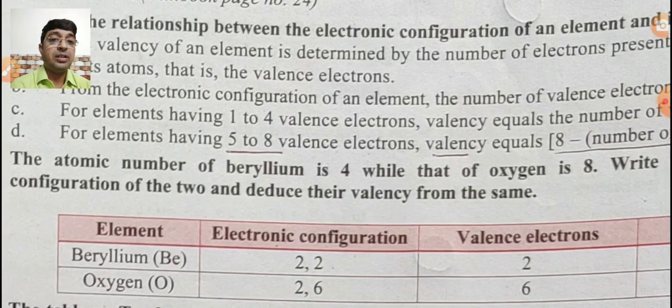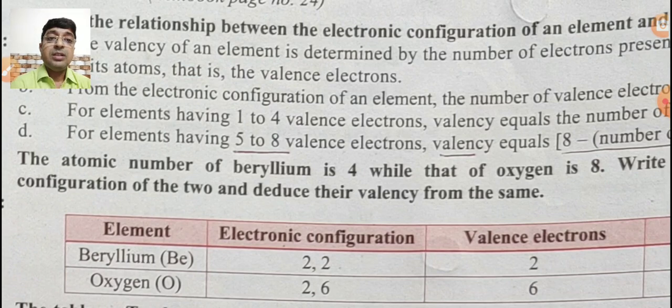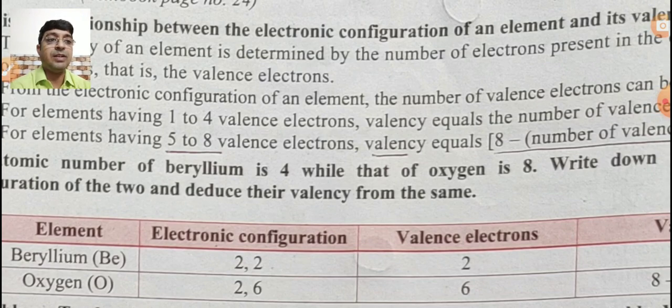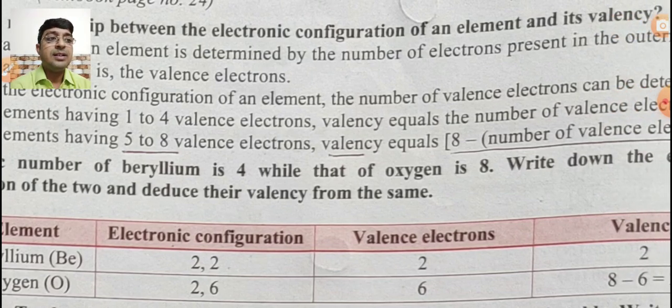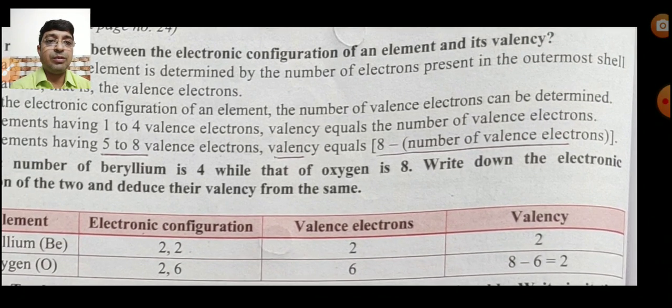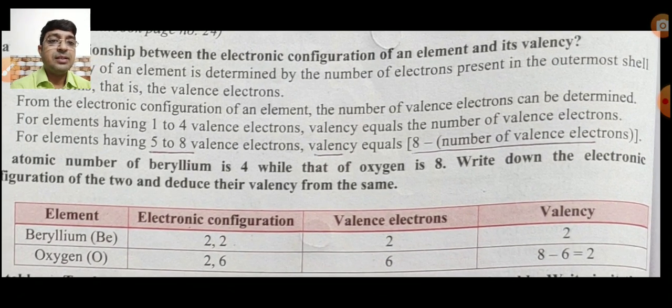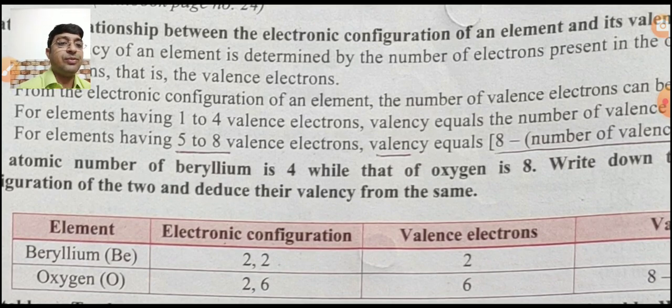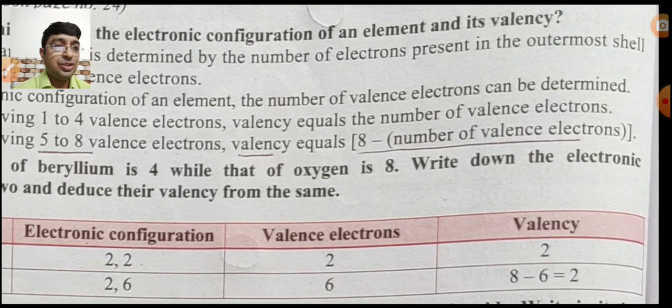Remember this point. And second point, for elements having 5 to 8 valence electrons, meaning electrons present in the outermost shell, how do we find the valency? Valency is equal to 8 minus the number of valence electrons. By using this formula, you find out the valency of those elements. Next question is given. The atomic number of beryllium is 4 while that of oxygen is 8.